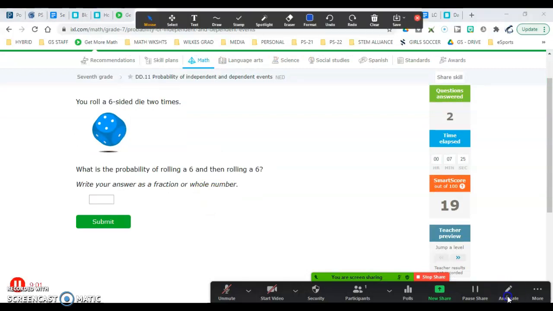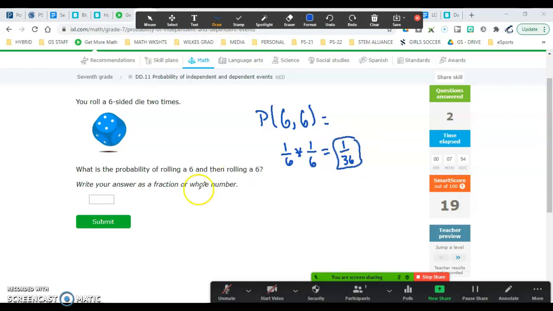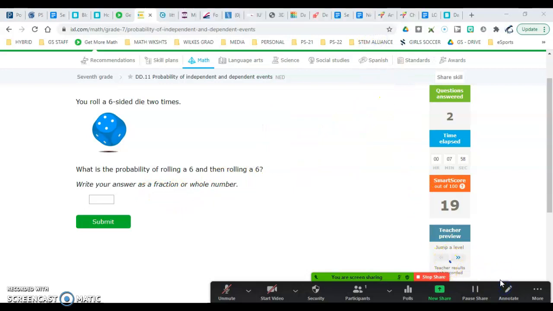Next up, dice. Remember, is this independent or dependent? That's right, it's independent. It doesn't care about the next one. So chance of a 6 and a 6. What's the probability of rolling a 6? Well, there are 6 sides, and one side has a 6 on it. Multiply that by, what's the chance of a 6? There are 6 sides. There's 1, 6 on a die. So multiply and I get 1/36. It lets me put it in as a fraction, which is nice. So 1/36 is my answer.